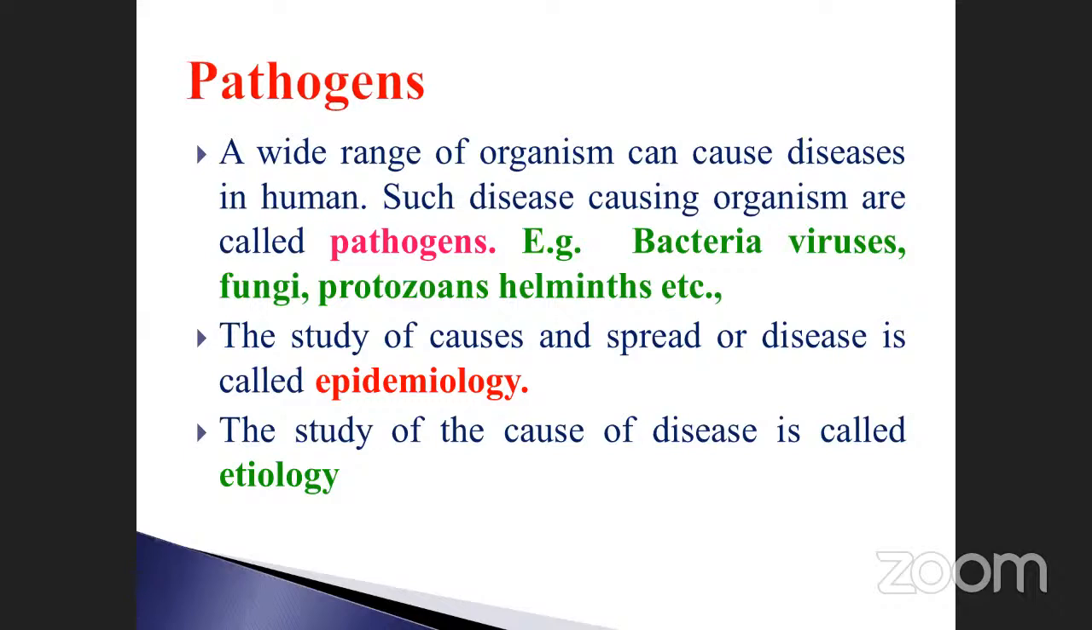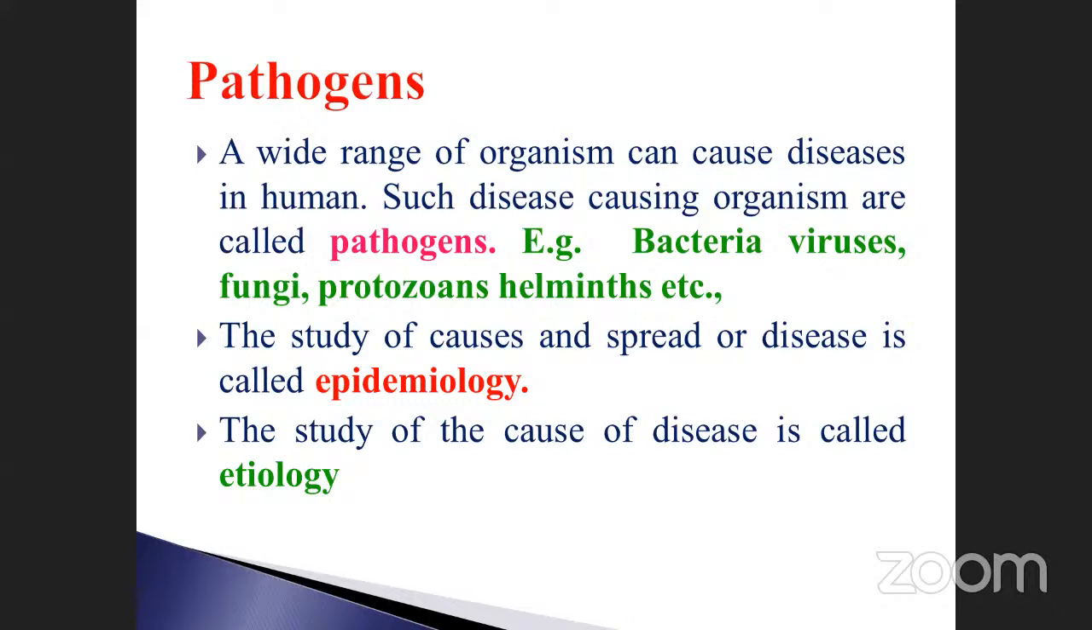Today, what we are going to discuss about is pathogens. Already we discussed yesterday, a wide range of organisms can cause diseases in humans. Such disease-causing organisms are called pathogens. They only give harmful effects to the human body or living organism. Such types of organisms are called pathogens. Example: bacteria, virus, fungi, protozoans, helminthes, etc. Isn't it?